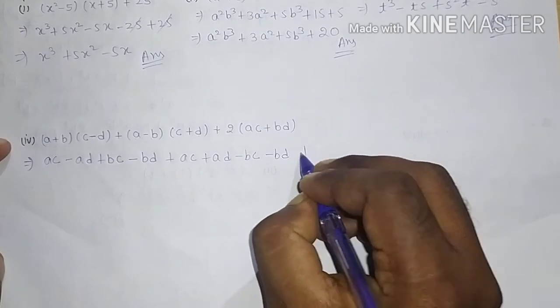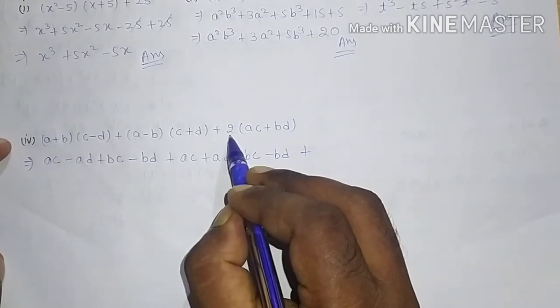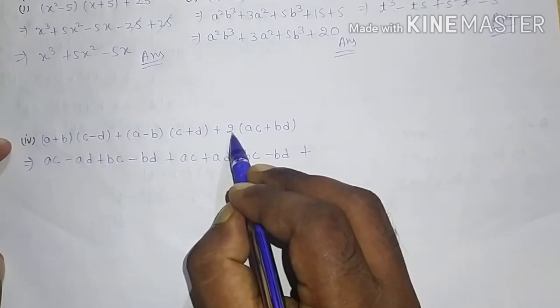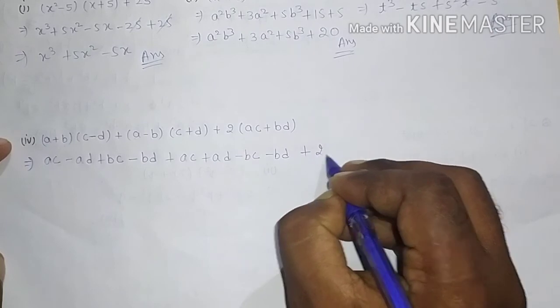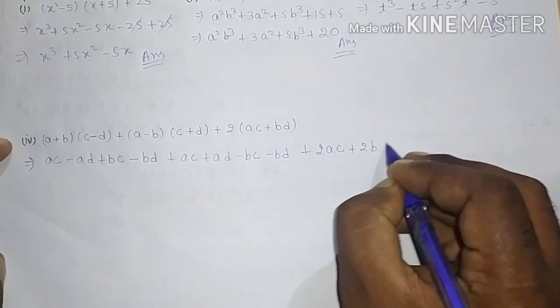Now plus 2ac plus bd, so just multiply by 2 in this term, ac and bd. So 2 into ac, it will be 2ac. 2 into bd, it will be 2bd.